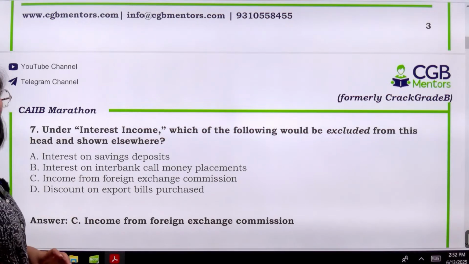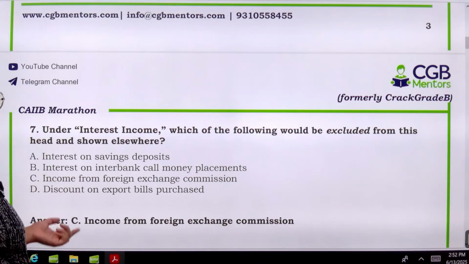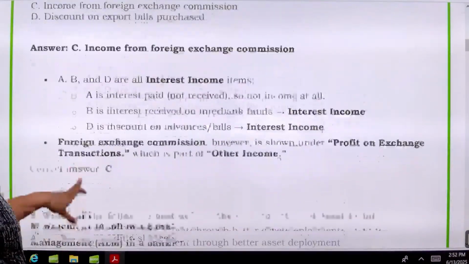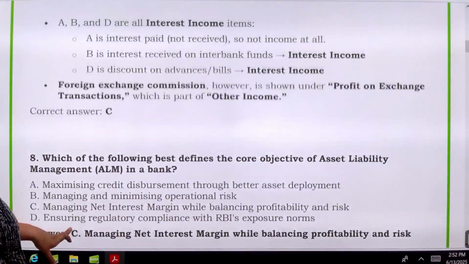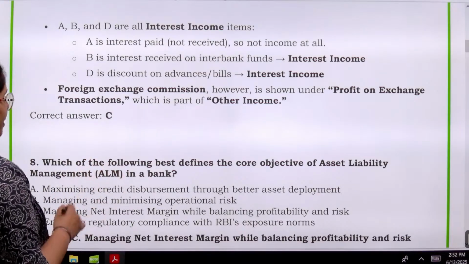यहाँ पे सबसे ज़्यादा outlier A ही है, so it would not be C because that is in a way income also, so interest on saving deposit is something that you should exclude. Now, which of the following best defines the core objective of asset liability management?